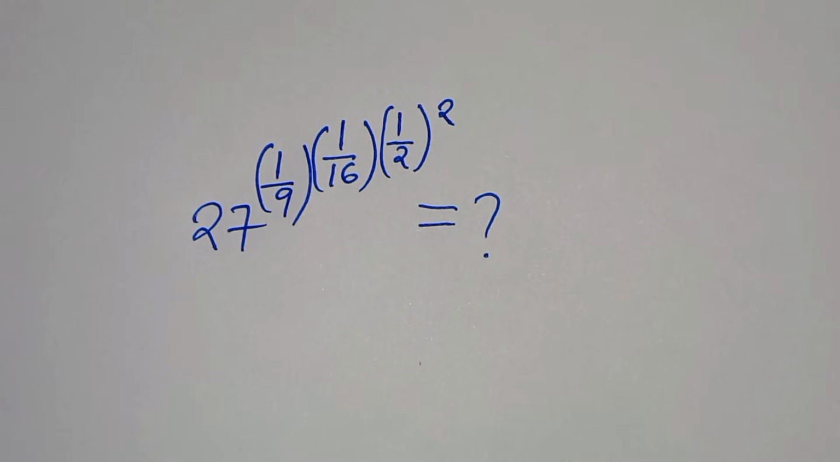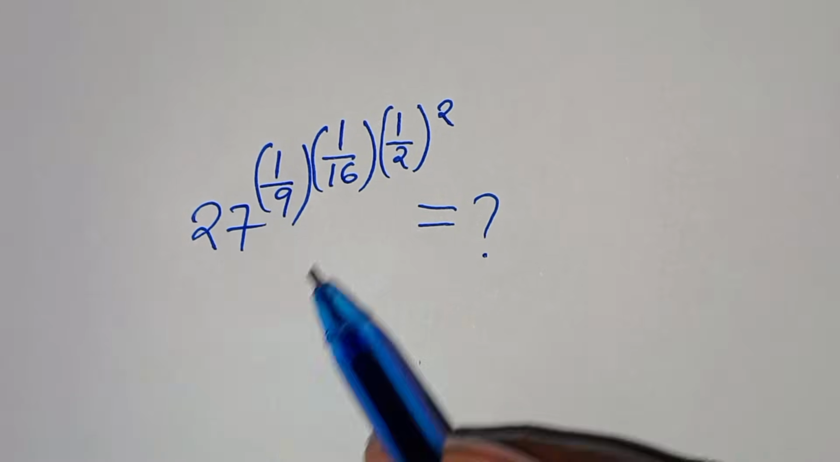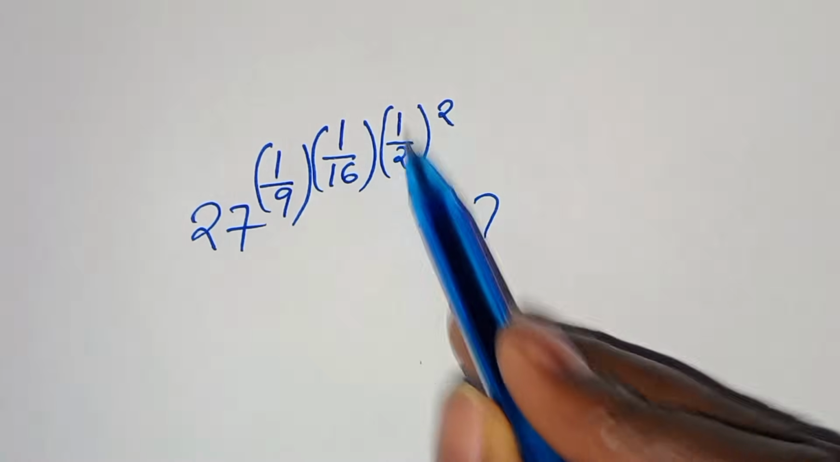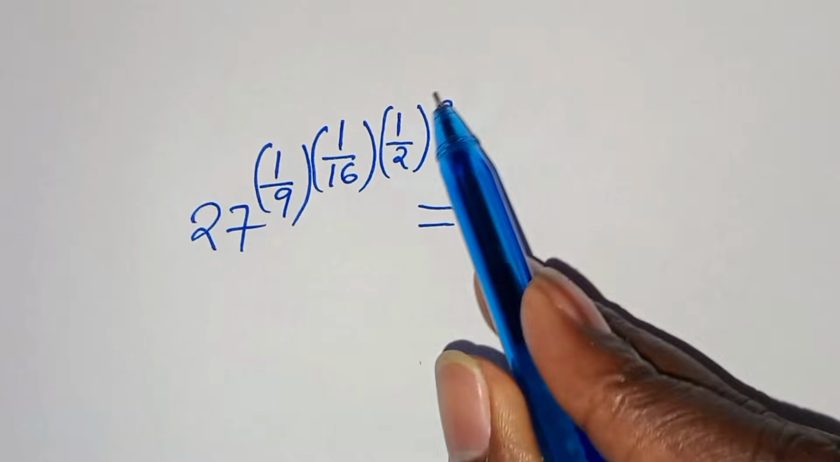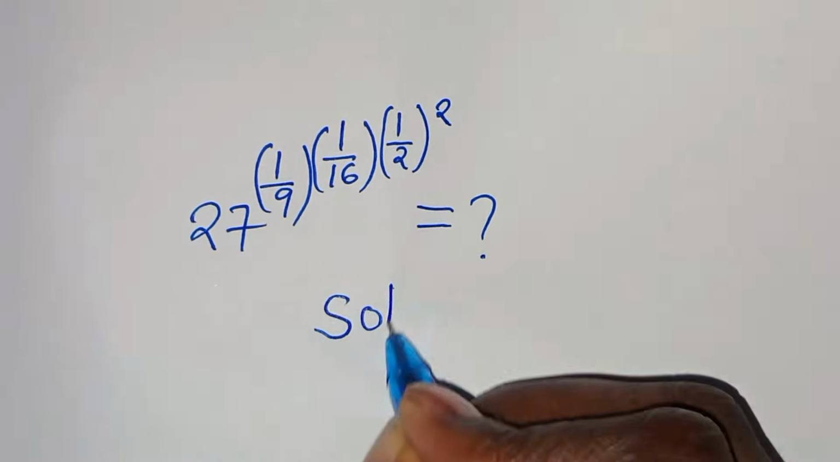Hello everyone, you're welcome to solve this nice math problem, which is 27 raised to the power of 1 over 9, raised to the power of 1 over 16, raised to the power of 1 over 2, then raised to the power of 2. So let's provide a solution from here.